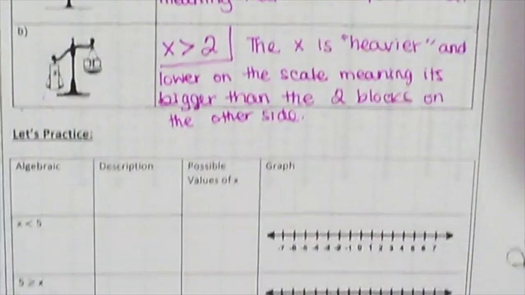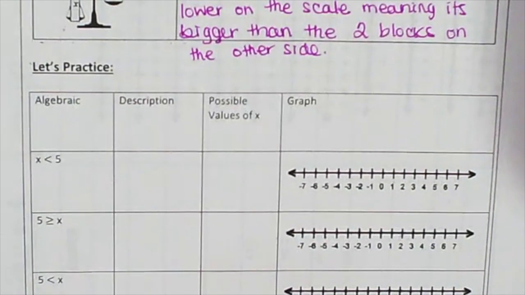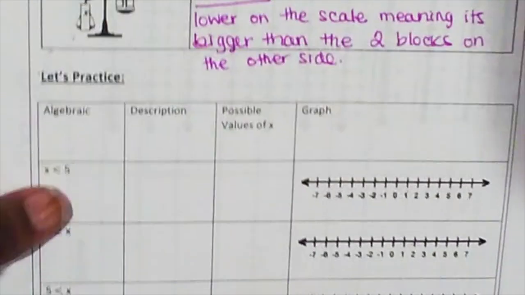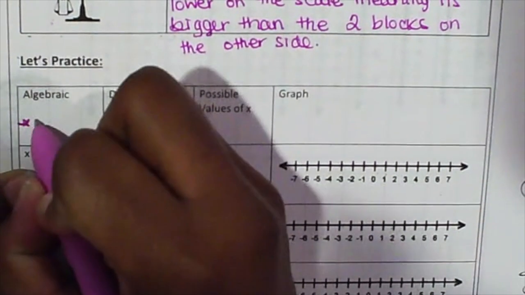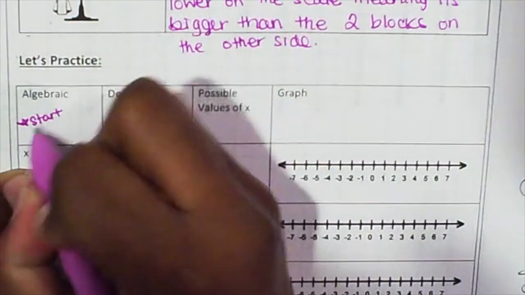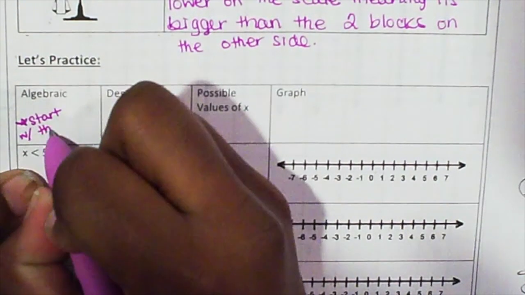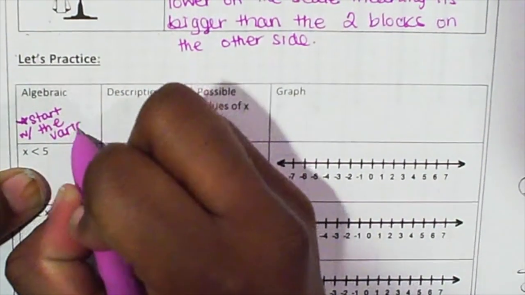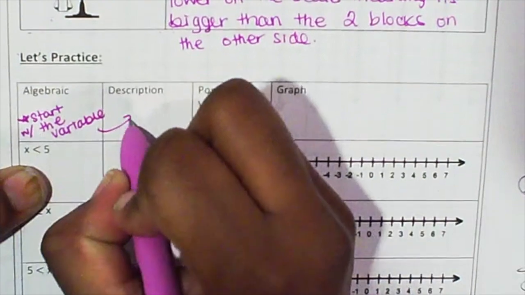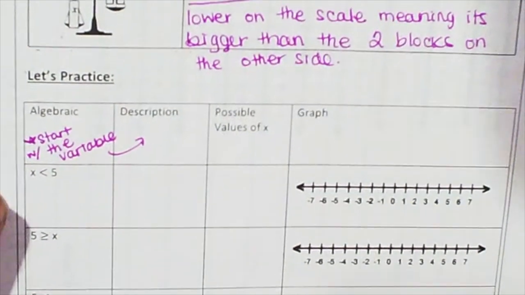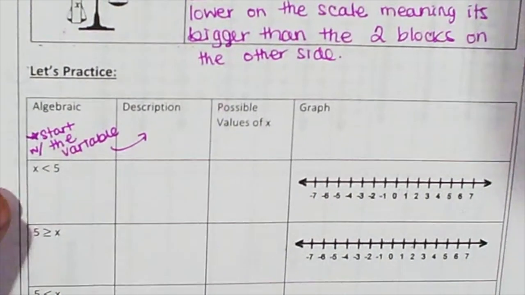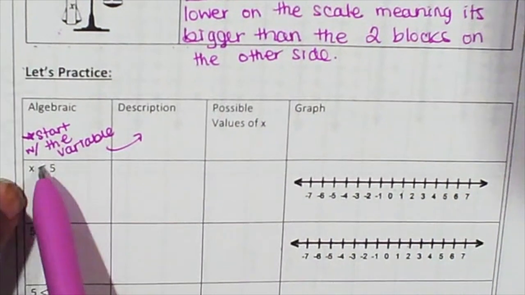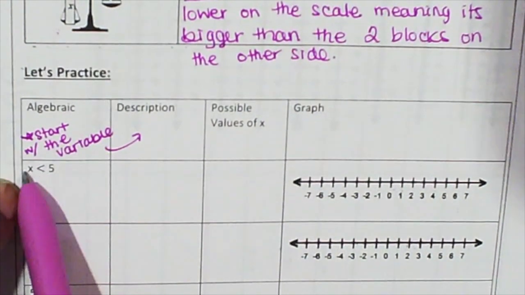Now, the last thing that we're going to do before I ask you guys to complete the student pages is to put everything together that we've talked about today. So, with the examples down below on the teacher page, we're going to write the description. We're going to list out all the numbers that will be included in our solution set, and then we're going to graph it.